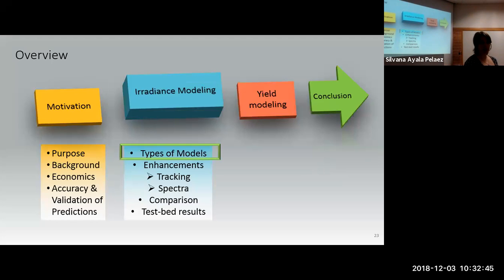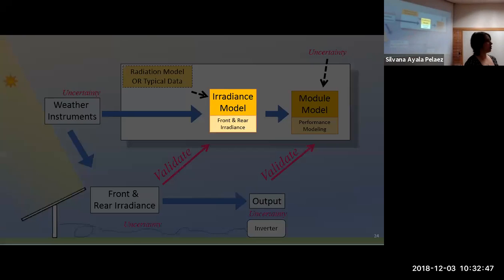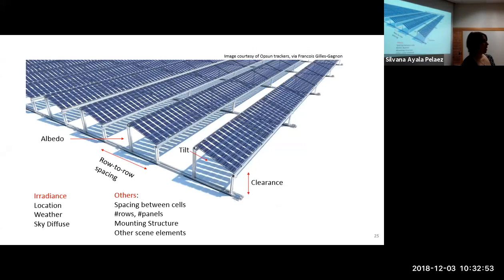So talking about a little bit of the type of models, we're going to focus on this part for a little bit, okay? So talking about the irradiance models. Front irradiance, as I mentioned, is pretty well modeled and understood, because usually you don't have the panels shading each other. Now, rear irradiance, the panels are shading each other.